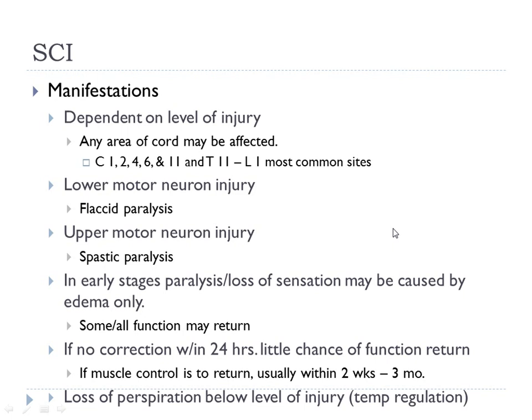Usually, if the edema and the inflammation is not corrected very soon, within a day or so, there is little chance that it will return. But just because the edema has been resolved within that first 24 hours, it doesn't mean that immediately they're going to start moving. Sometimes it takes time for it to return.